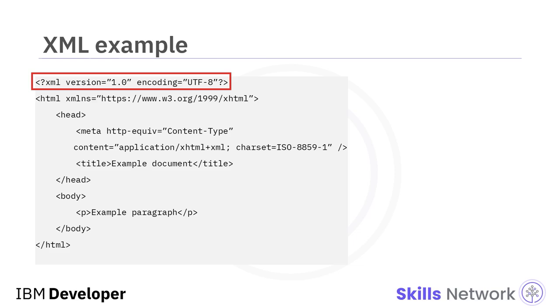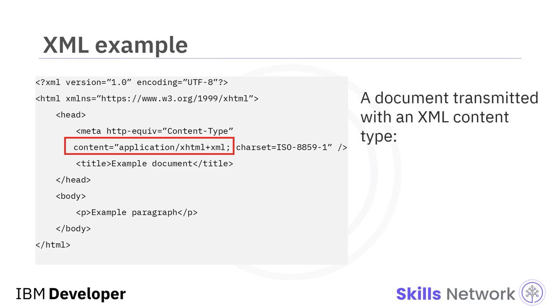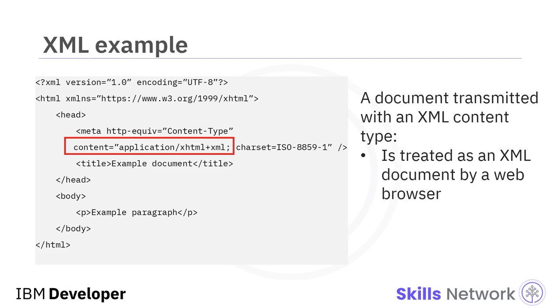Here is an example of a document that conforms to the XML syntax of HTML5. Extensible Markup Language, or XML, documents look similar to HTML documents, except they have an XML tag on the first line. In addition, with XML documents, the content type must be specified as an XML media type, such as application/XML. When a document is transmitted with an XML content type, it is treated as an XML document by a web browser, and an XML processor parses the document.